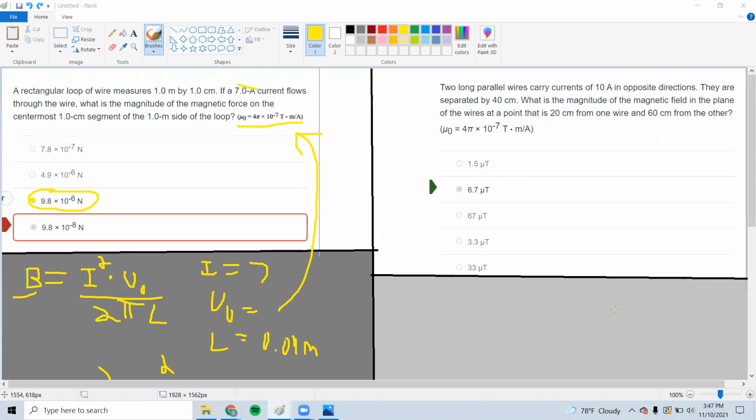So for this question, we're going to start off by defining a variable A as equaling 20 centimeters. So in meters, that's going to equal 0.2. And then a variable B that's going to equal the 60 centimeters, which in meters is 0.6 meters.